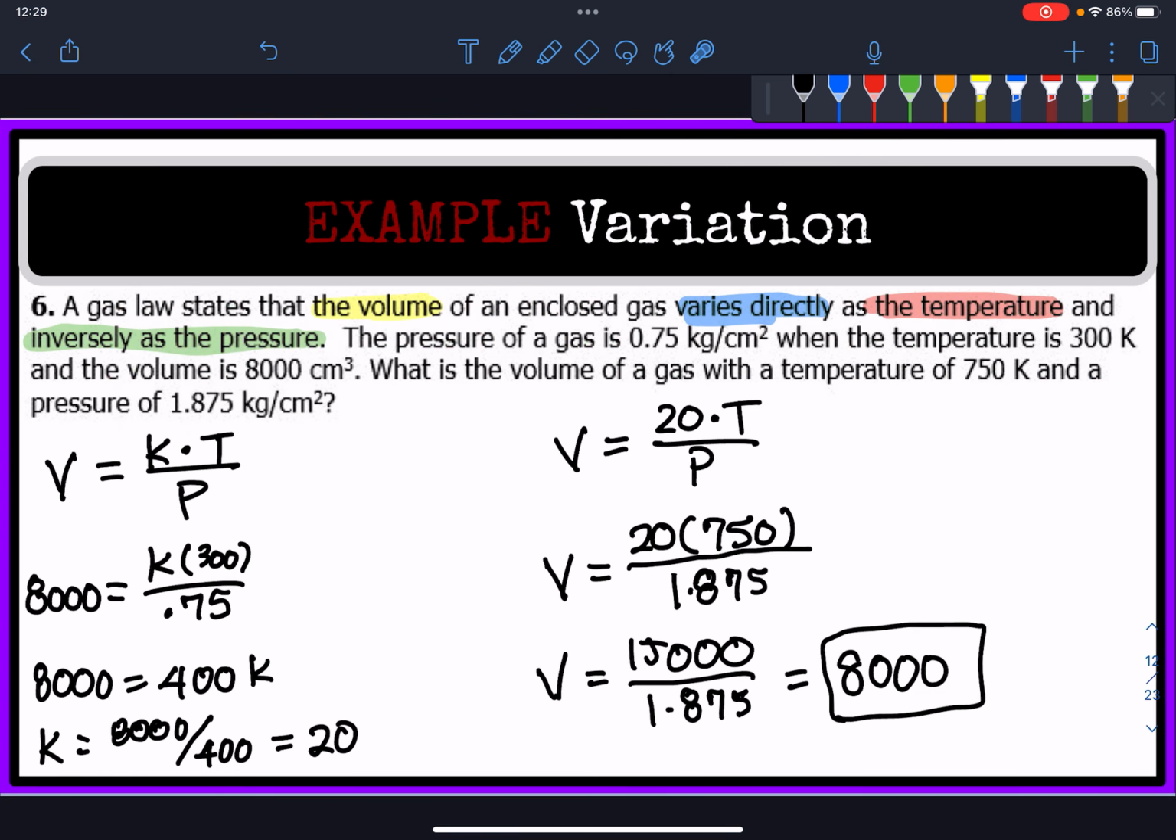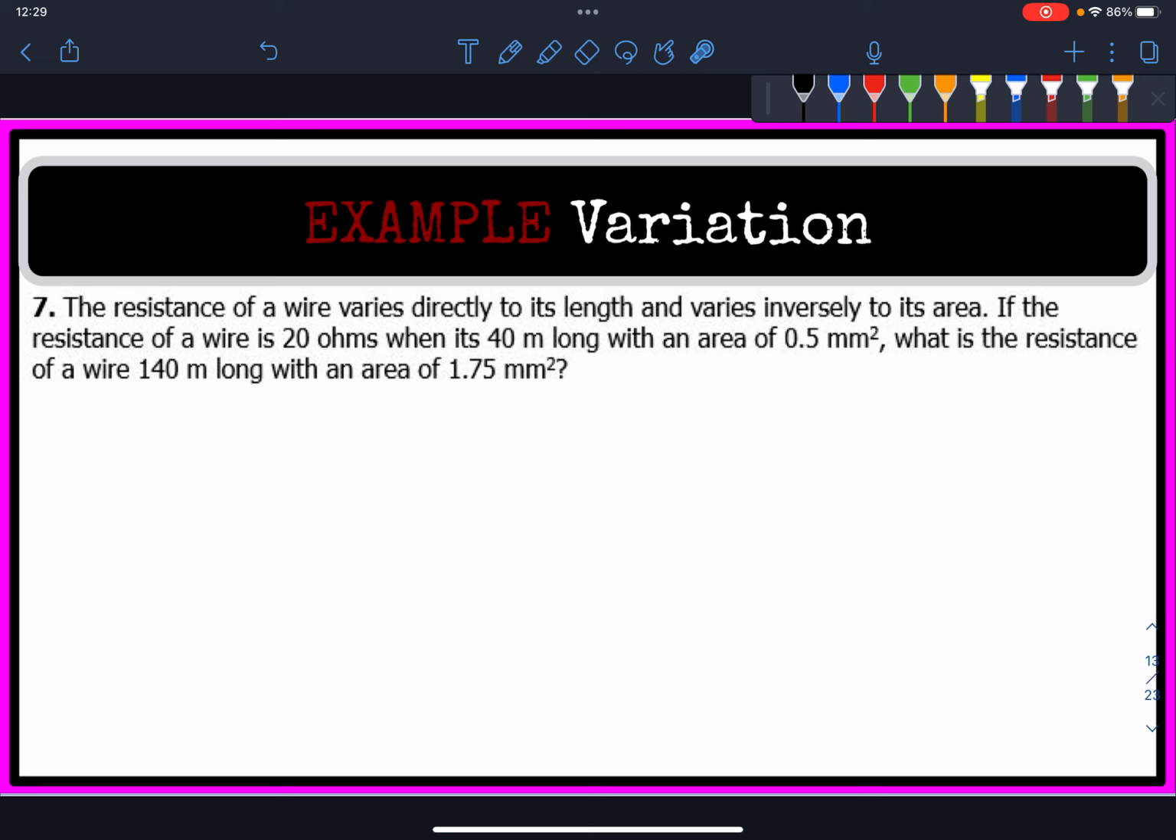Let's look at another example. The resistance of a wire varies directly to its length and varies inversely to its area. So the resistance of a wire varies directly to its length and varies inversely to its area. So what does that mean? That y is equal to k times x and then k divided by w or something like that.